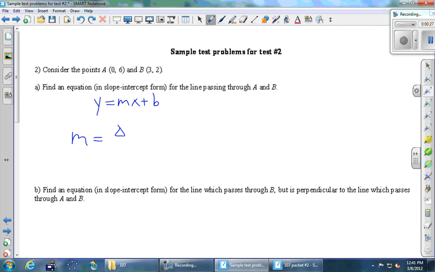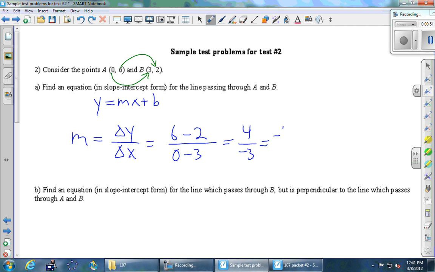We know that slope is change in y over change in x. So I'm looking at the 2 points at the top. I'll subtract my y's, 6 minus 2. On the bottom, we subtract the x's. Make sure you subtract in a consistent order. If I do 6 minus 2 in that order, then I must do 0 minus 3 in that order on the bottom. So we get 4 over negative 3, or negative 4/3.